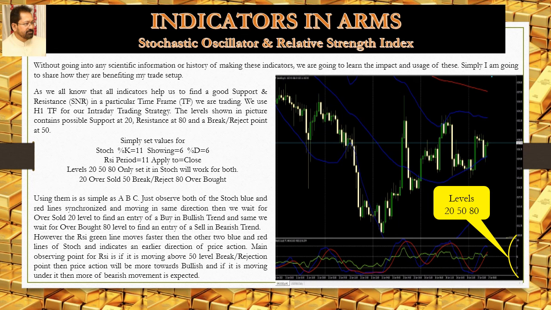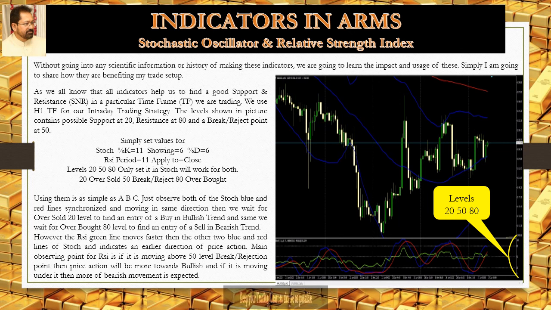Using them is as simple as ABC. Just observe both of the stochastic blue and red lines synchronized and moving in the same direction. Then we wait for the oversold 20 level to find an entry of a buy in a bullish trend, and the same we wait for overbought at the 80 level to find an entry of a sell in a bearish trend.